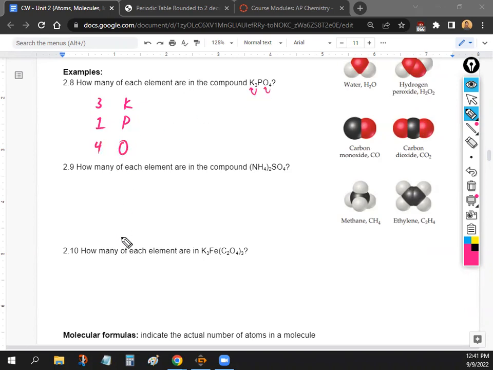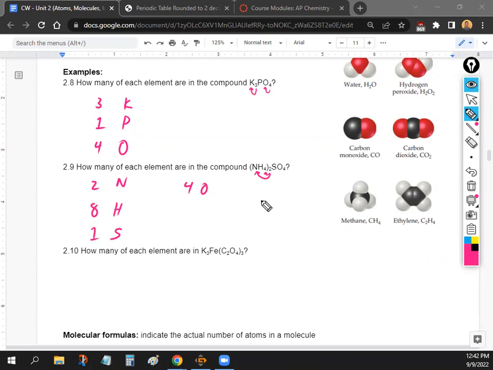Should be pretty simple. All right, 2.9, you had to use these parentheses. The parentheses just mean you multiply everything on the inside by the number on the outside. So there's 1 nitrogen in the parentheses, so you just multiply that by 2. So you got 2 nitrogens. 4 hydrogens in the parentheses, multiply that by 2, you get 8. Okay, so if there's a 2 on the outside, it just means that there's 2 of everything inside. If there's a 3 on the outside, there's 3 of them, and you kind of just get the point. So you got 1 sulfur and 4 oxygens on the outside.